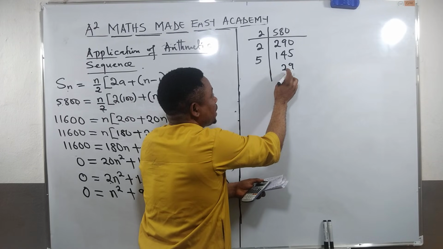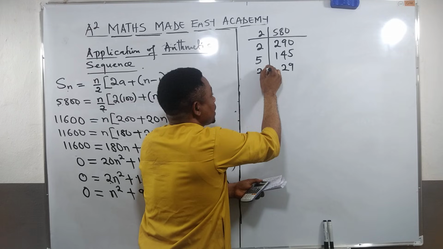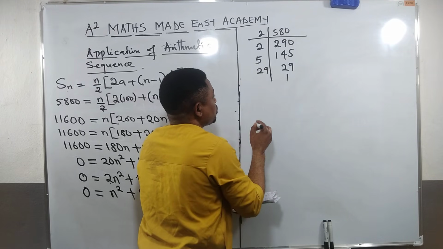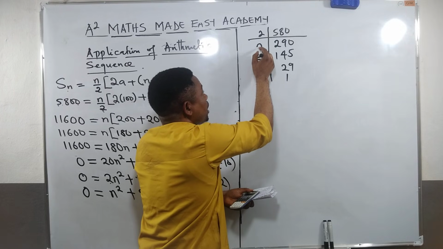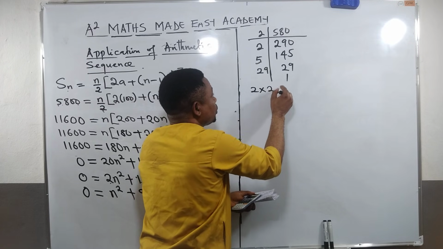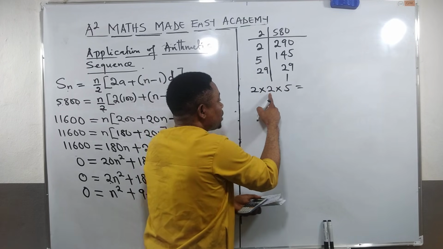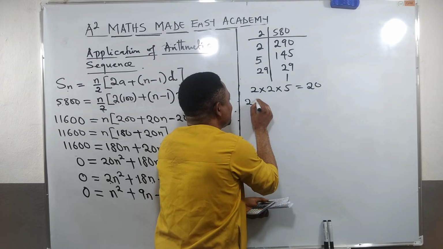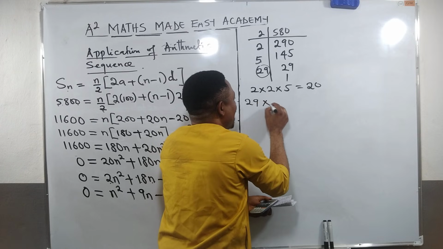Now, do you know that nothing again can break 29? 29 now to give us what? 1. So let us break it now. I want you to watch. 2 times 2 will give us what? 4, right? And 4 times 5, I say 2 times 2 times 5. Oh yeah, watch. 2 times 2 is 4. 4 times 5 will give you 20. So which means 29 and what?